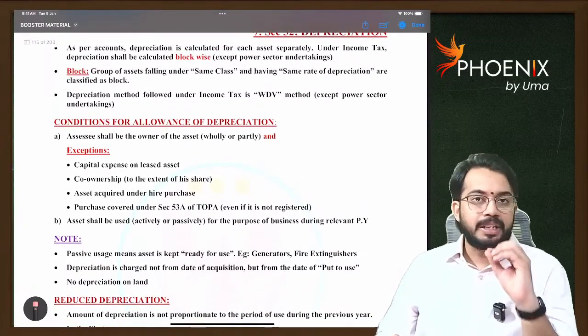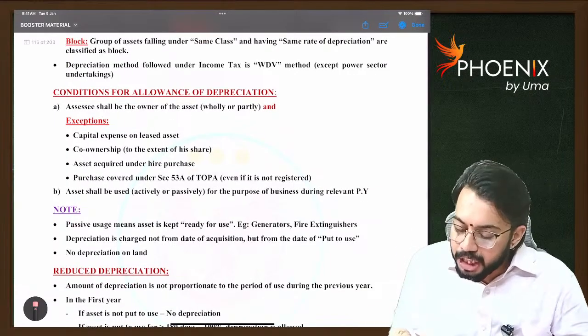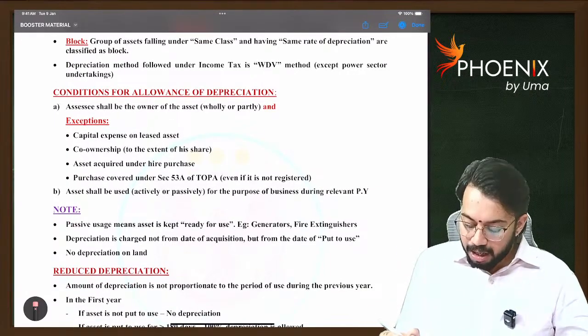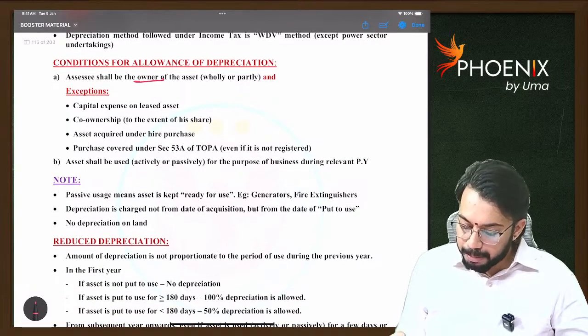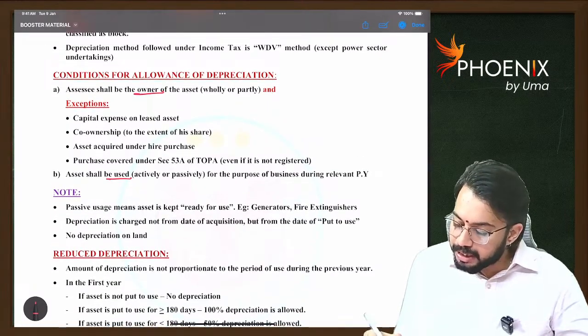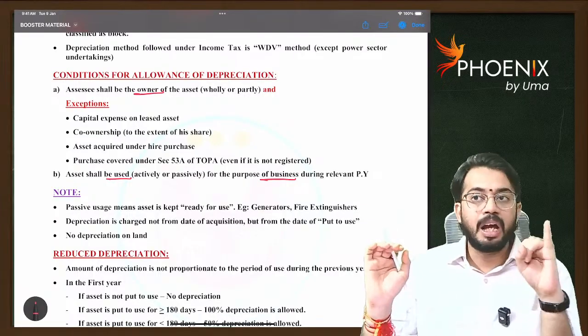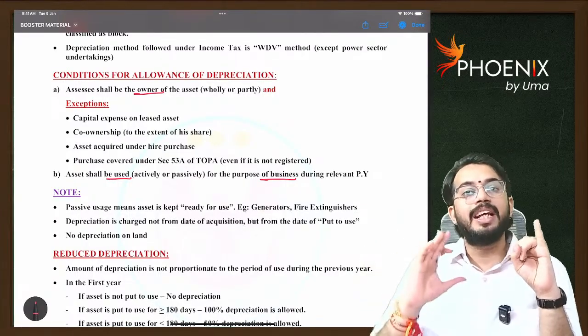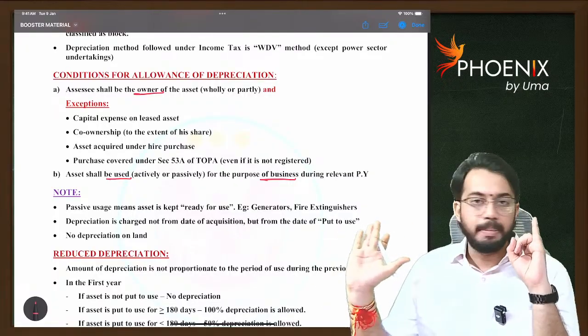To claim depreciation on any asset, two conditions are required to be satisfied. The assessee shall be the owner of the asset, and the assessee shall use the asset for the purpose of business. So the assessee should be the owner. Only the owner of the asset can claim depreciation.